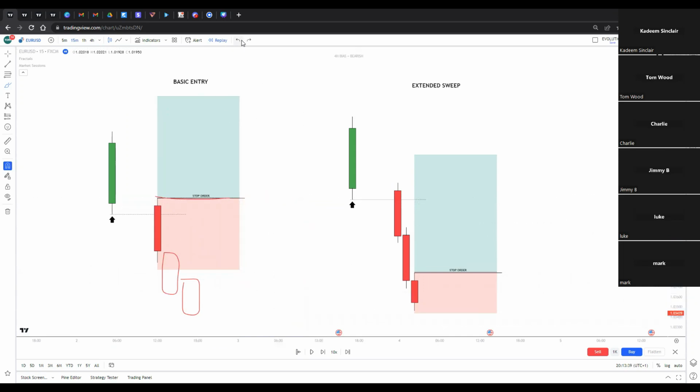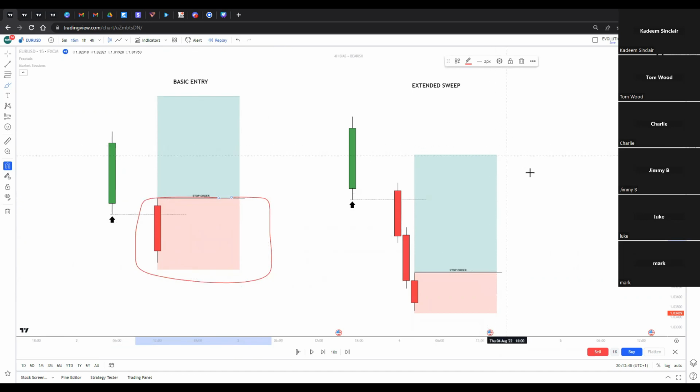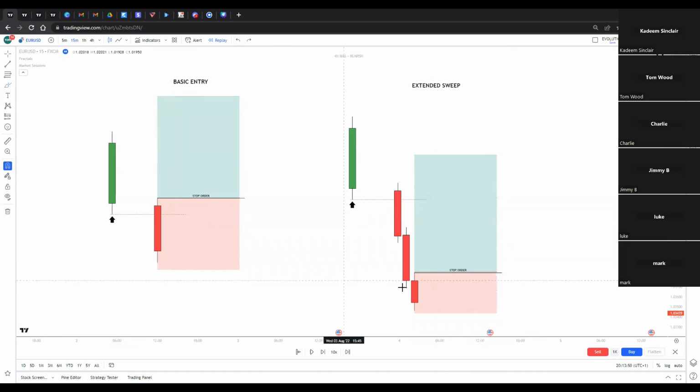Now, it does work, and it is quite good. However, if we can reduce the size of this stop loss a little bit, that's going to allow us to TP earlier. Because if our stop loss is smaller, therefore our take profit is going to be smaller because we're targeting 1 to 3s. So the basic entry that you should all pretty much be familiar with is like so.